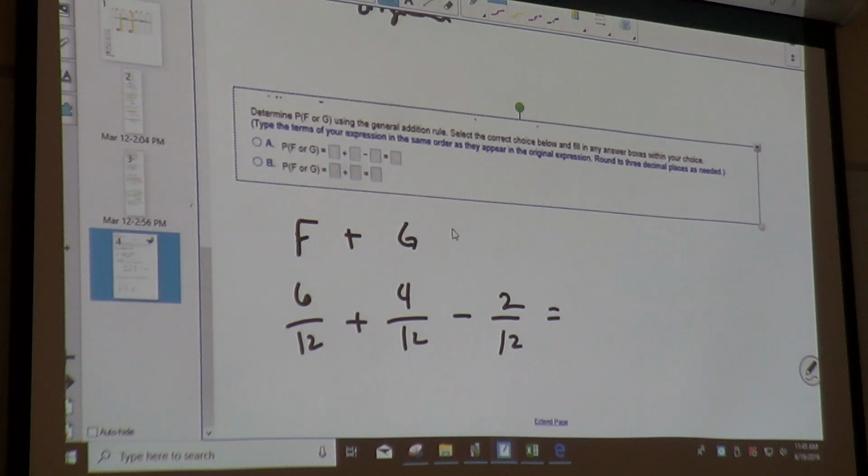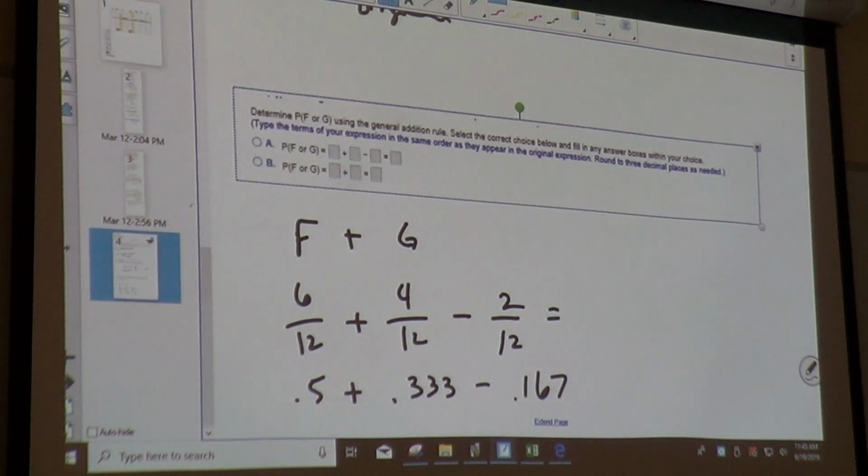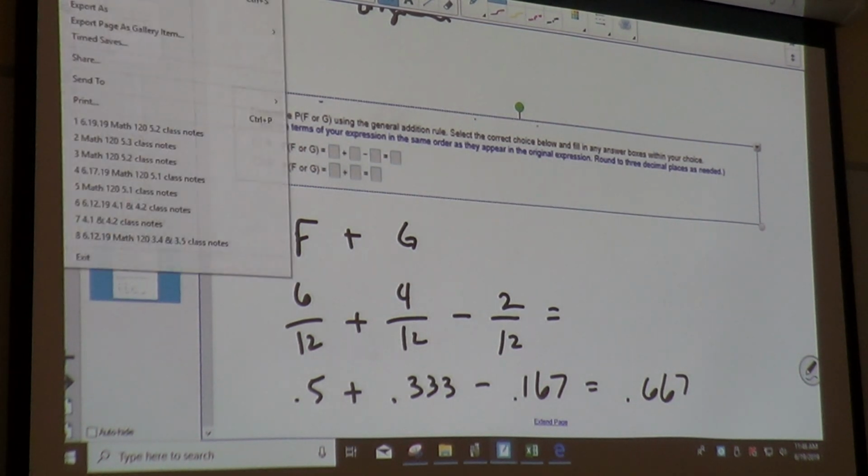Okay. So it was going to be 0.5 plus, that's 1/3, that's 0.333, minus 2/12 is 1/6. So 1 over 6 is 0.167, and then whatever that answer is. That gives us 0.667. That gives us our P of F or G. There we go. Okay, that makes sense now. Yeah. Thank you. We good? Yes, thank you so much.